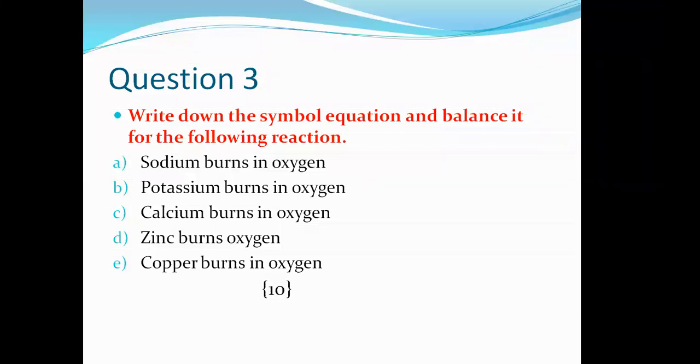No questions so far. That means everyone is understanding what is expected of them. Let us move to question 4.